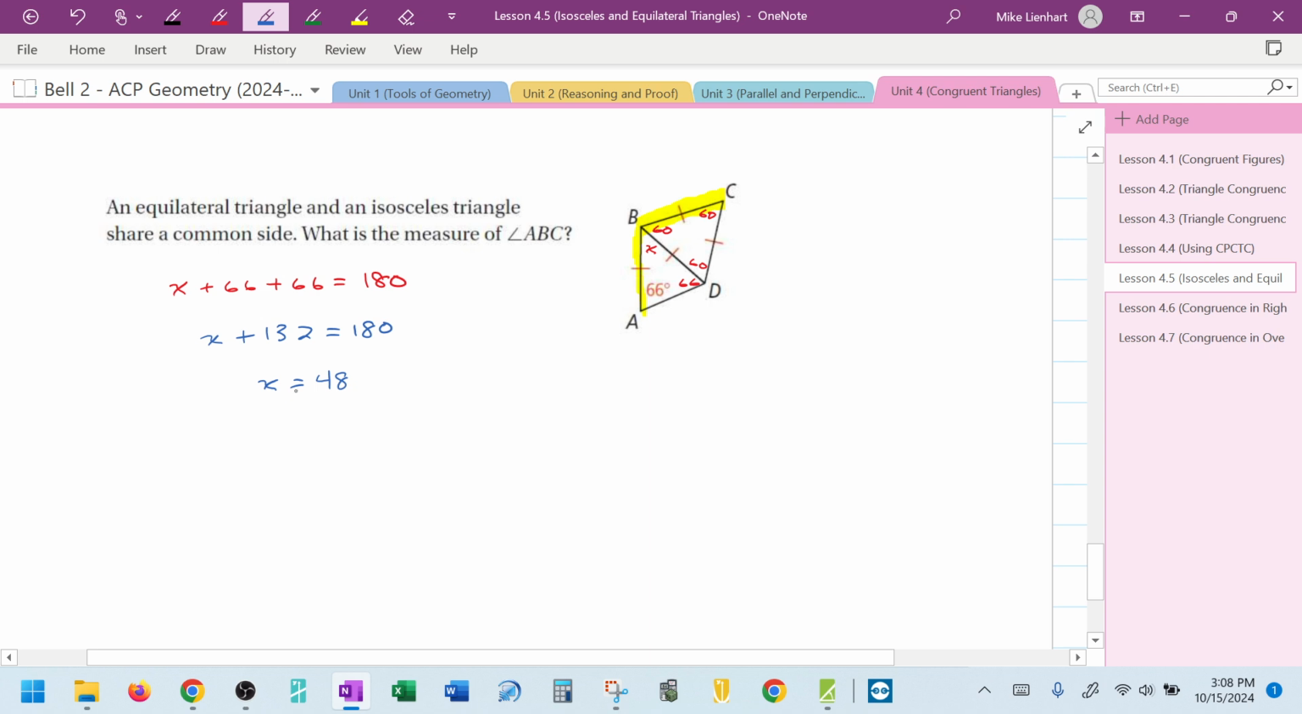That tells me what X is. I know that the measure of angle ABC, which is what they're asking me to find here, is made up of X plus 60, or 48 plus 60, which would be 108.